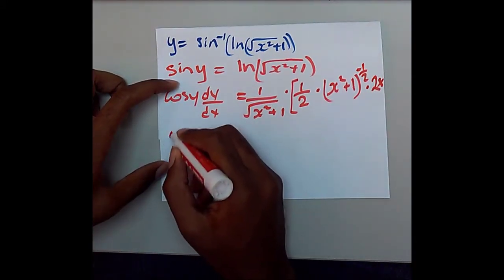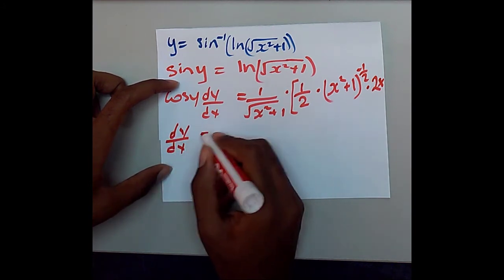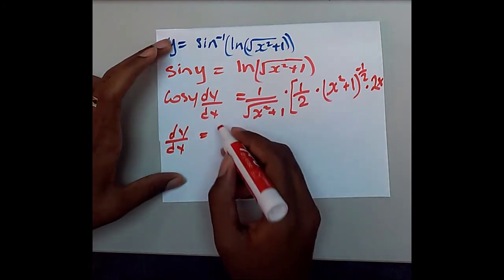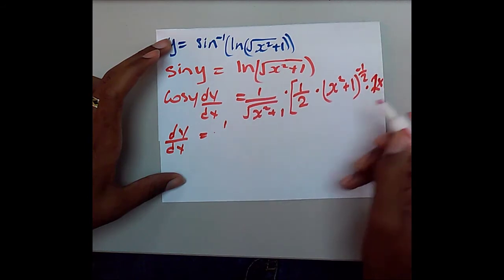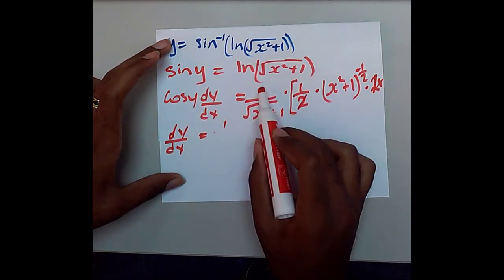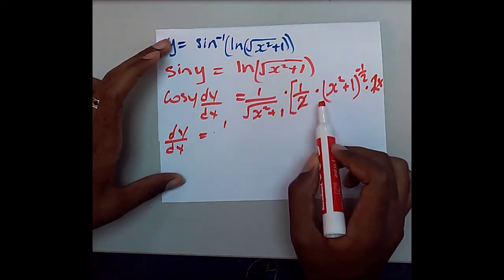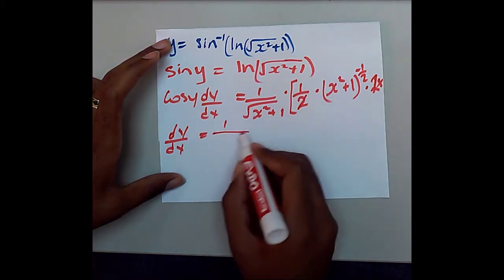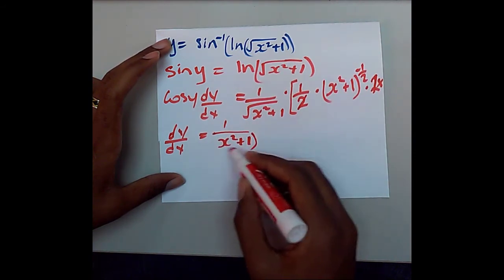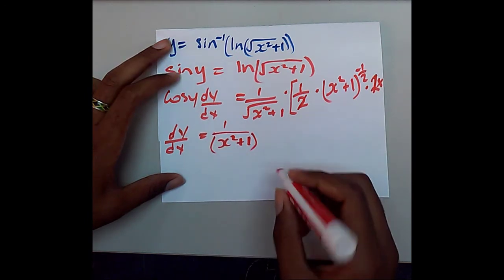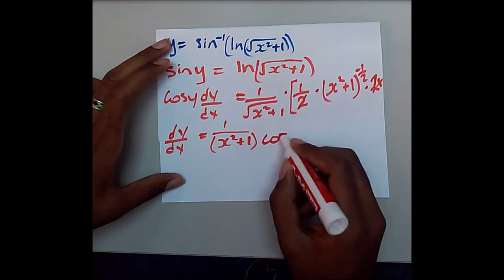So we have dy by dx equal to 1. Our 2 cancels. 1 over square root of x squared plus 1 times 1 over square root of x squared plus 1 is just 1 over x squared plus 1. So dy by dx is equal to 1 over x squared plus 1 times cos y.